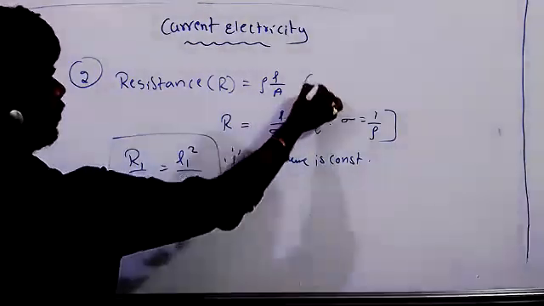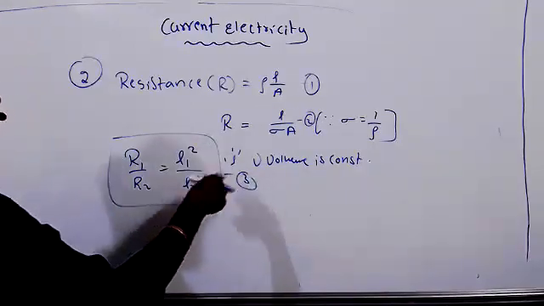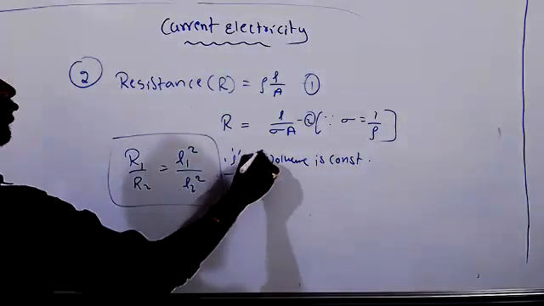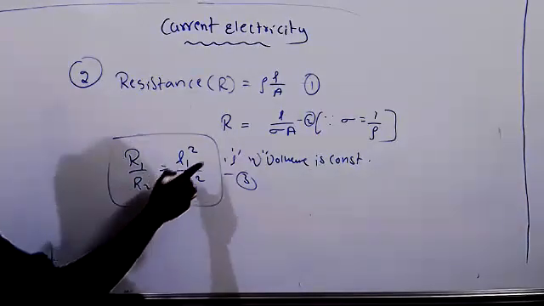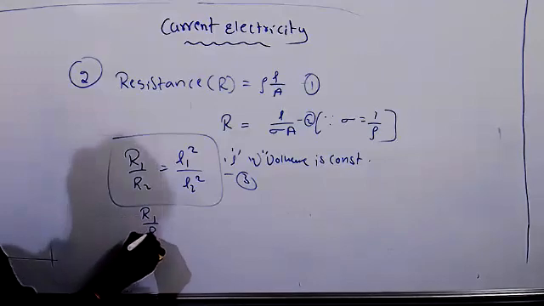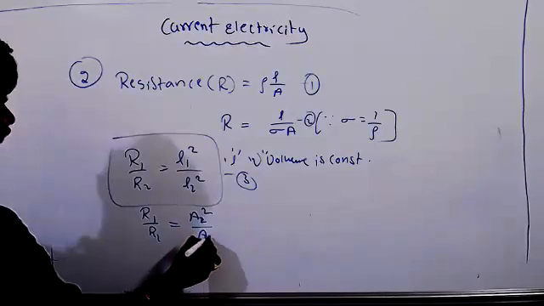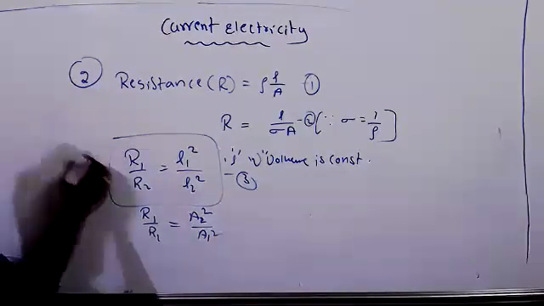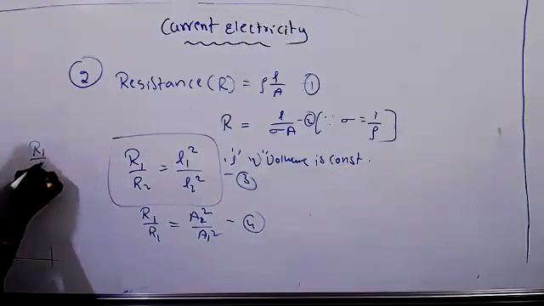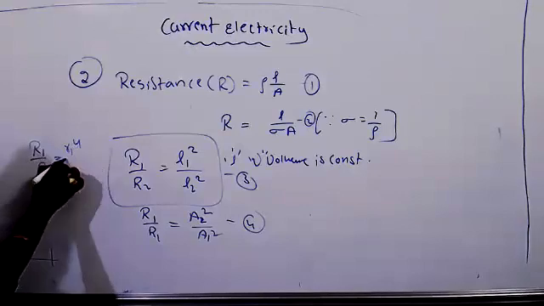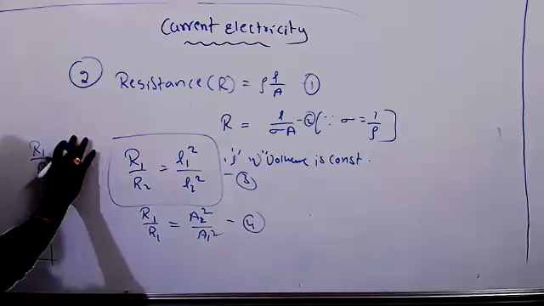The resistor first formula it is. Second formula. Third formula, when length is increasing and volume is constant: R1 by R2 equal to L1 square by L2 square. One more relation, R1 by R2 equal to A2 square by A1 square. And one more relation, the fourth one, R1 by R2 equal to r2 power 4 by r1 power 4, where r is the radius of the wire.